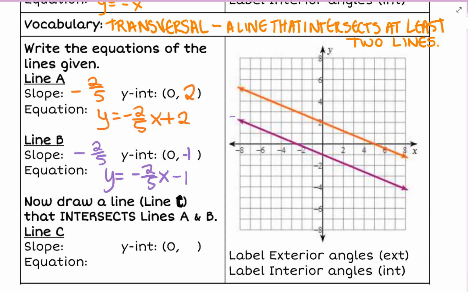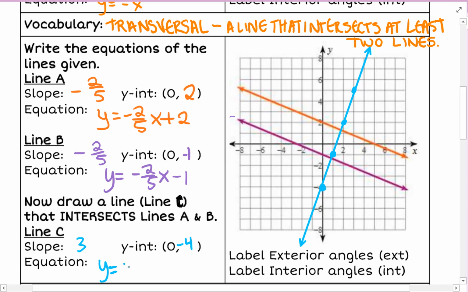Now draw a line, line C, that intersects lines A and B. So I can pick anything. I'm going to choose -4 as my y-intercept. And I'm going to choose a slope of 3. Up 3 over 1. Does that intersect? Looks like it does. That equation is y equals 3 over 1, or 3x, minus 4.